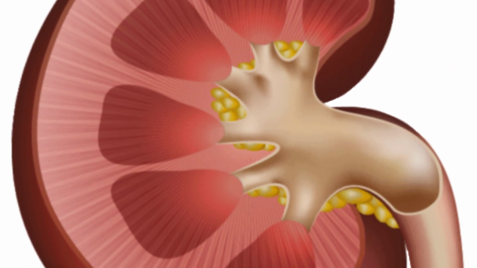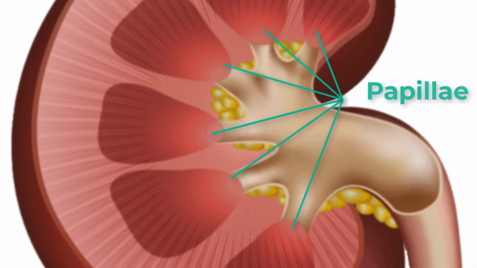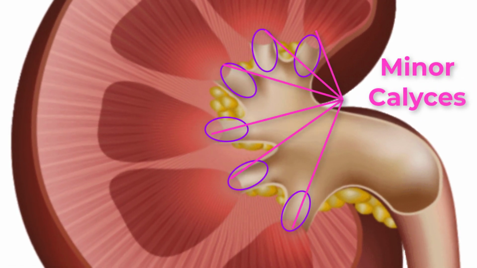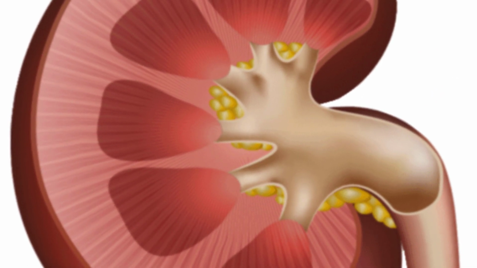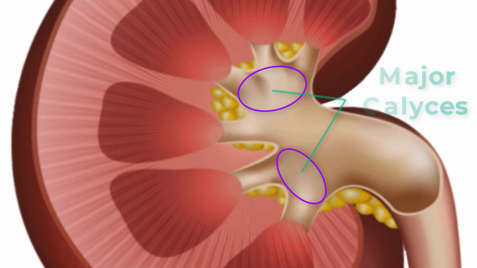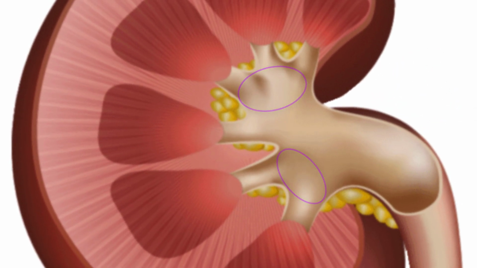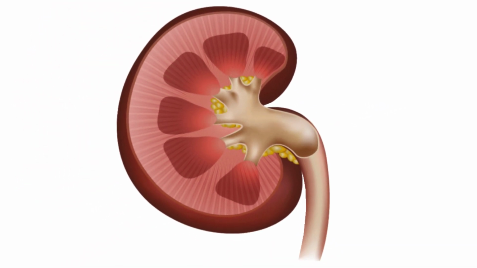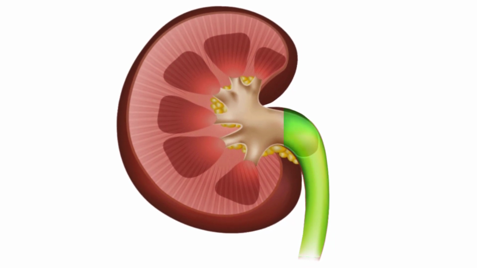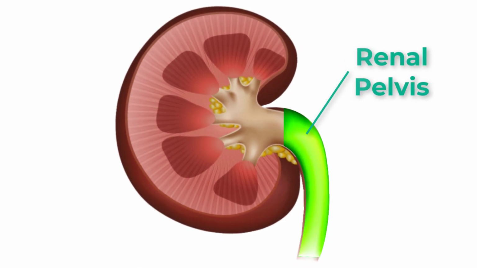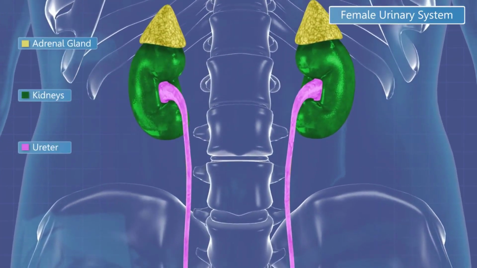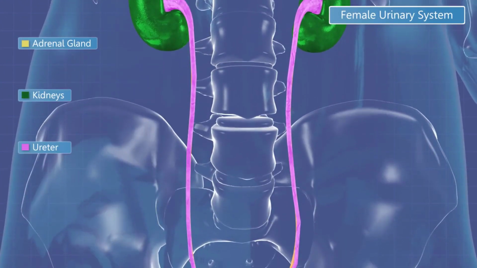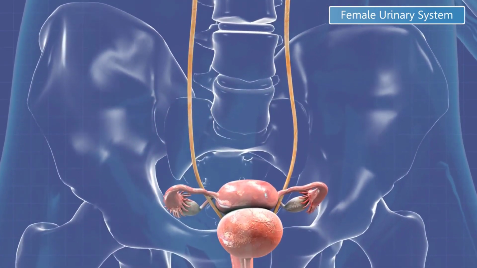The papilla of each renal pyramid is nestled in a cup called the minor calyx, which collects urine. 2 or 3 of these minor calyces converge to form a major calyx, and 2 or 3 of these major calyces converge in the sinus, forming the funnel-like renal pelvis. The ureter is a tubular continuation of the renal pelvis that drains the urine down to the urinary bladder.